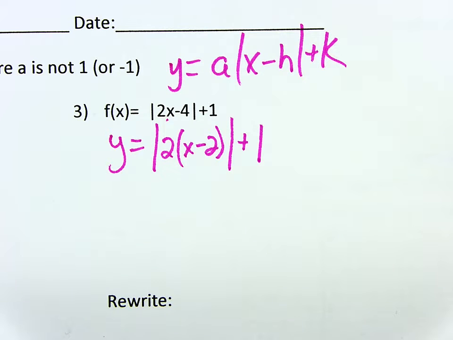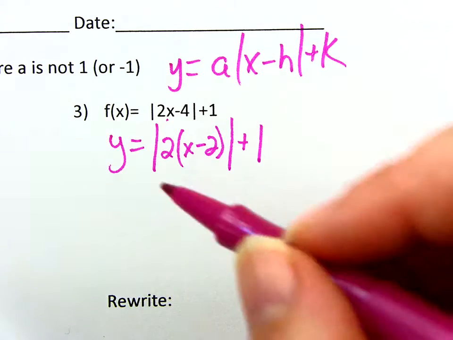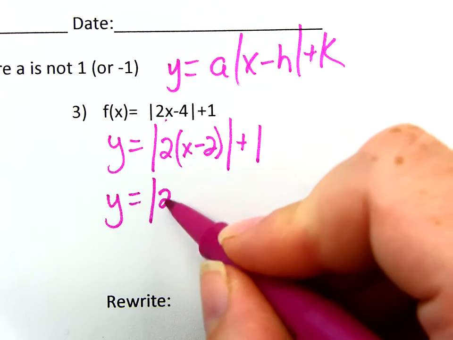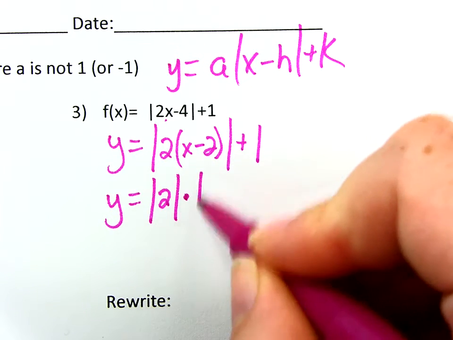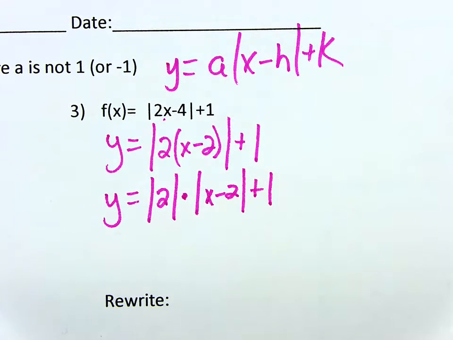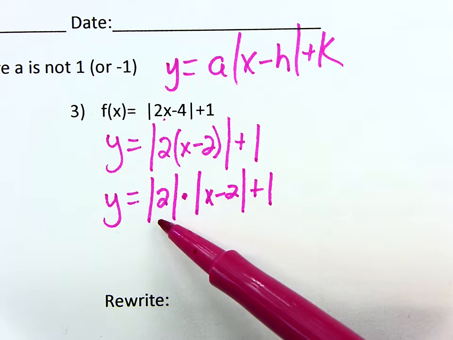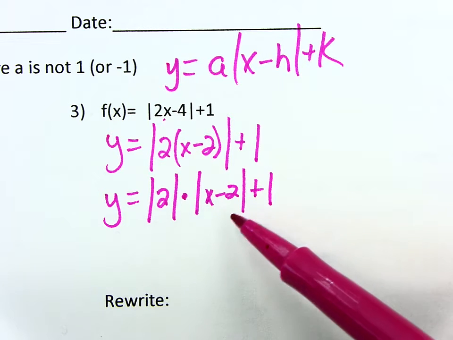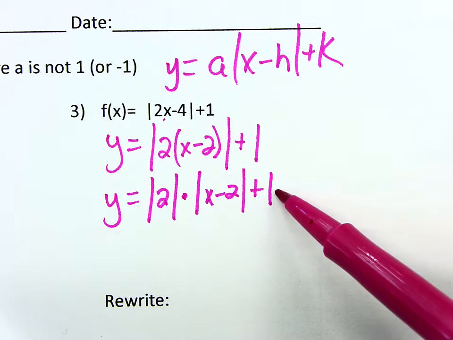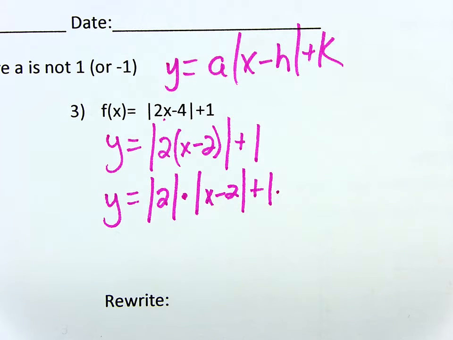Now, you may or may not know this. You ready for this? Do you believe that I can do this? I can split those two things up. So I can take the absolute value of 2 separately, multiply it by the absolute value of x minus 2 separately, and then add the 1. And I haven't changed anything. Do you believe me? You shouldn't so easily.